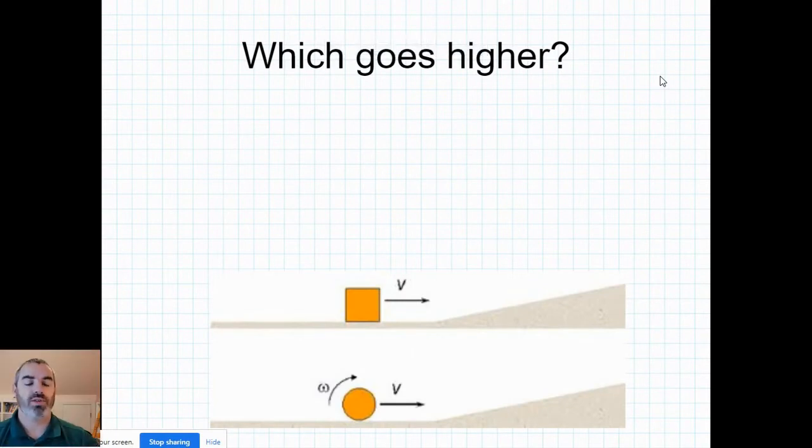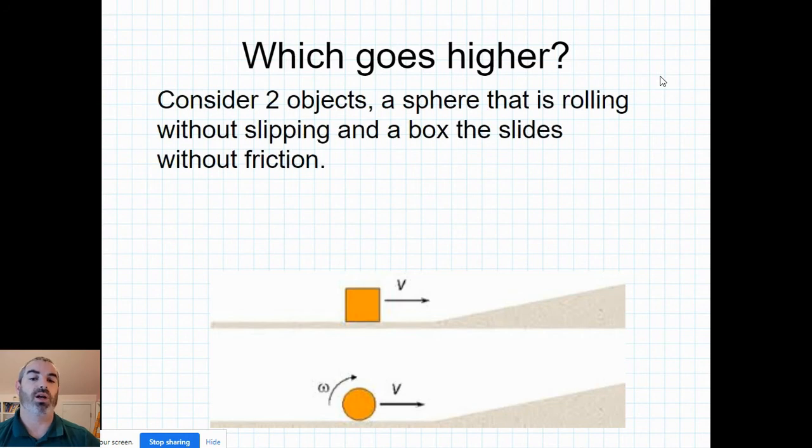So the question is, which of these is going to go higher? We're going to consider both objects, a sphere that's rolling without slipping and a box that slides without friction. Both objects have the same translational speed. Which object will go higher?